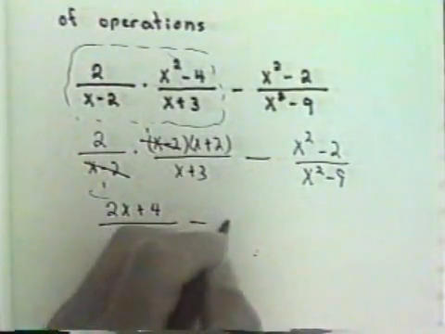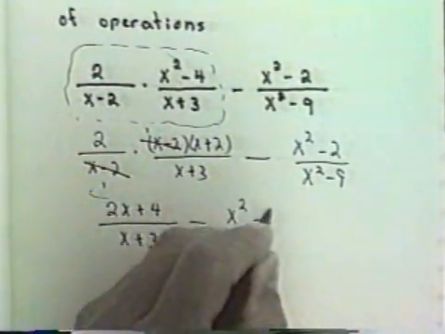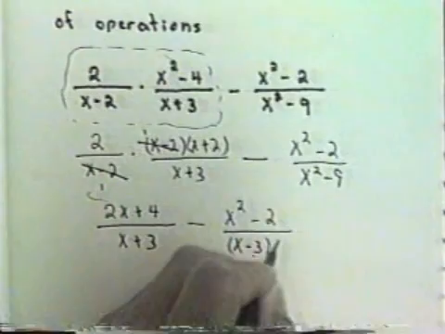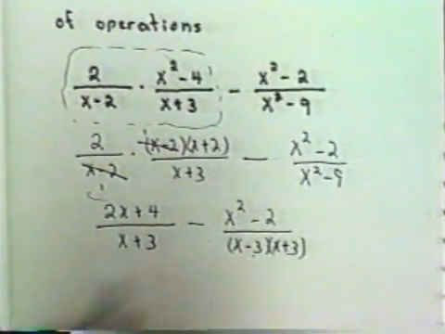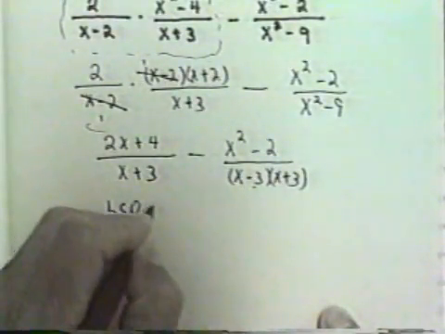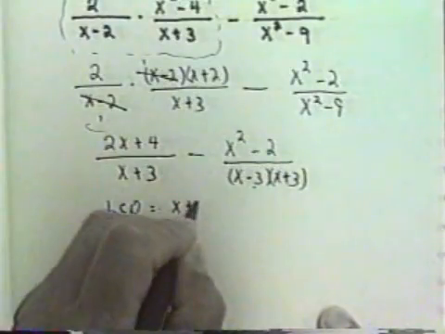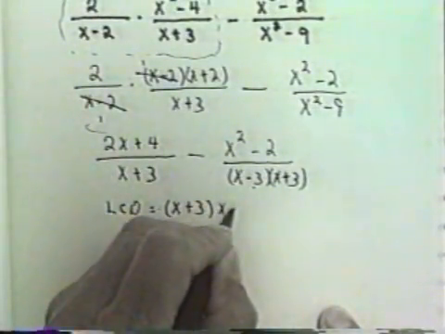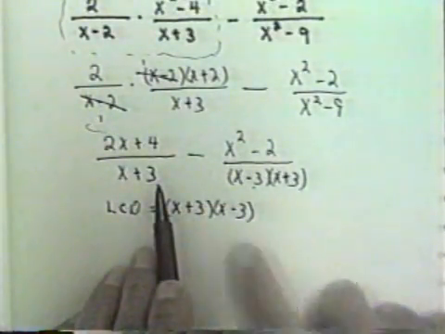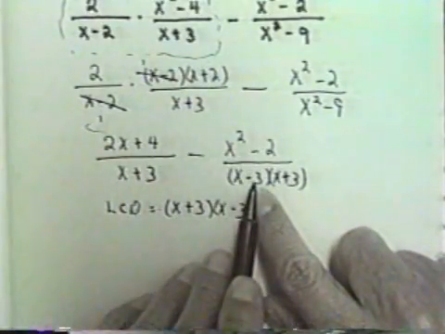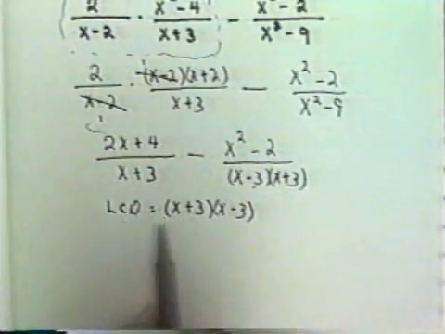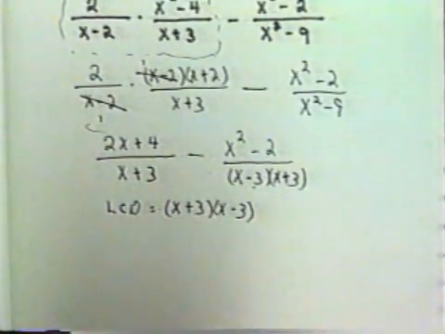Minus the x squared minus 2 over, and x squared minus 9 is x minus 3 times x plus 3. Well, my common denominator is going to be x plus 3 times x minus 3. Here I had to use the x plus 3. This tells me I have to have an x minus 3. And this tells me I need an x plus 3, but I already had it from the first one. So my common denominator is x plus 3 times x minus 3.